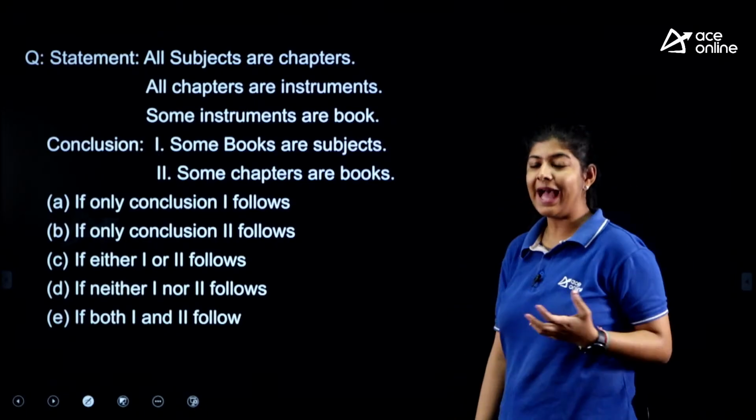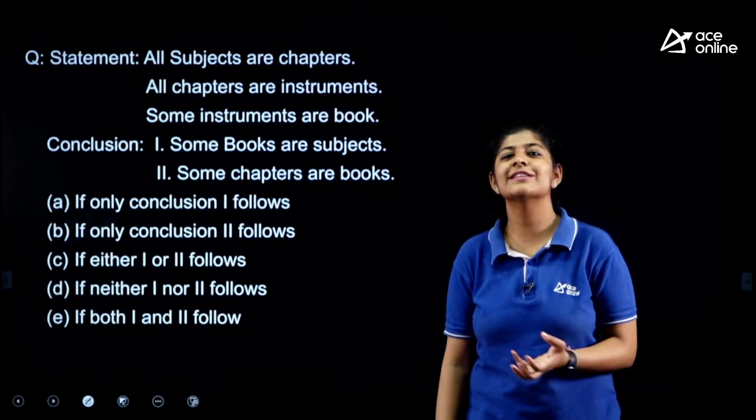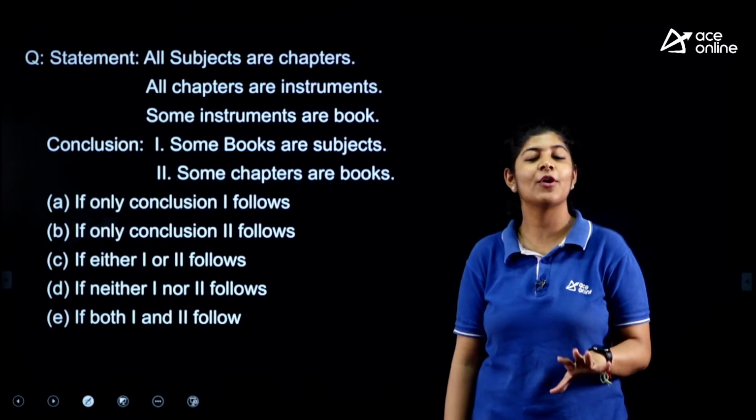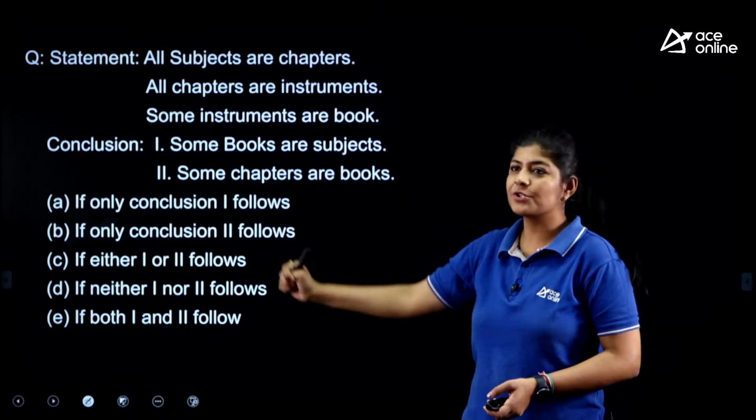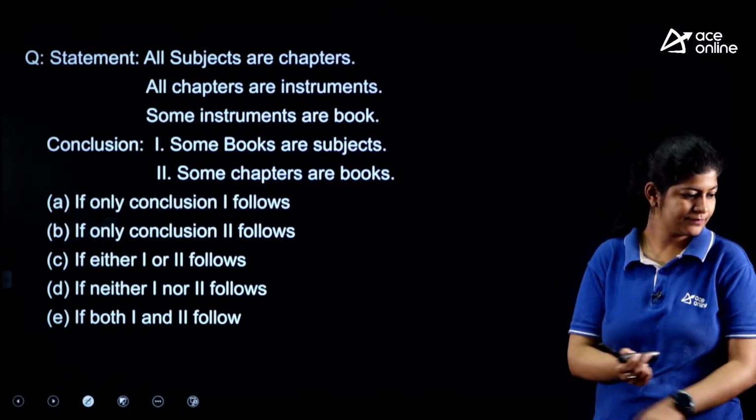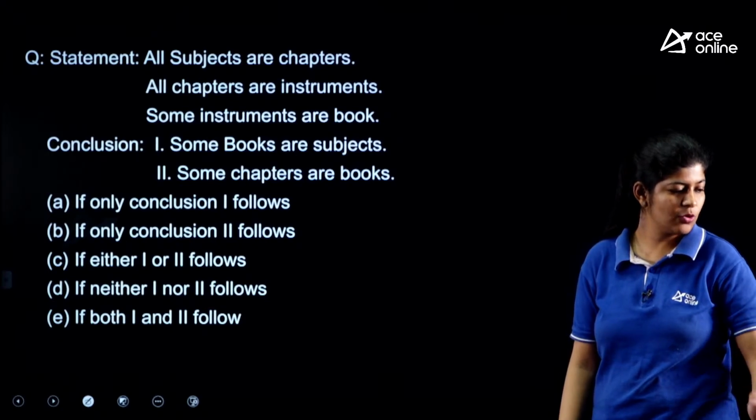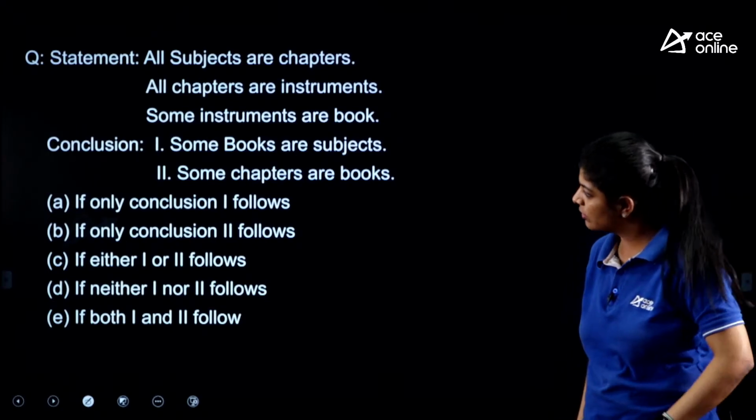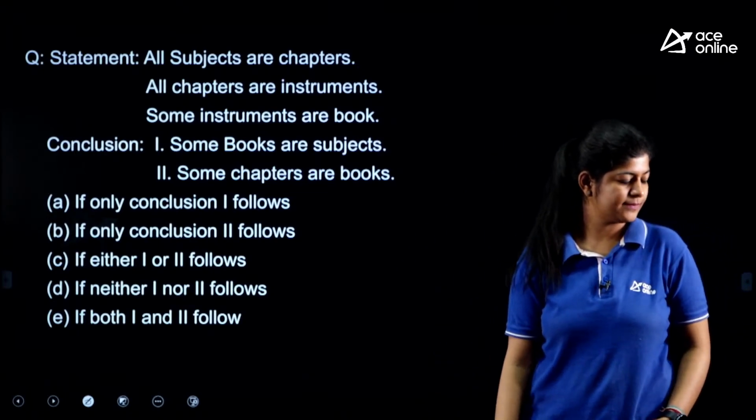Next. The next statements we are having over here are: all subjects are chapters, all chapters are instruments, and some instruments are books. Again, simple, what we have to do, we just simply have to draw the basic diagram, accordingly check the conclusions, and select the options. Without drawing the diagram, you got the answer, Chandrasekhar. How? Or are you answering for the previous one?